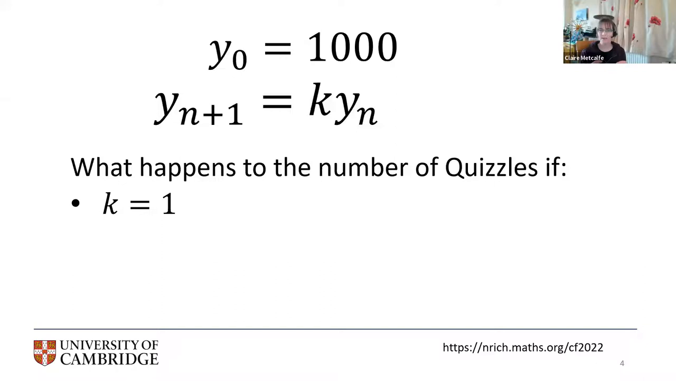Okay, so we've had some contributions in the chat. Charlie, does that agree with what you think happens? Yes, everyone seems to be agreeing that the population would stay constant, and that's because you multiply the population of every year by one to get the population of the following year. It's a nice equilibrium. Yeah.